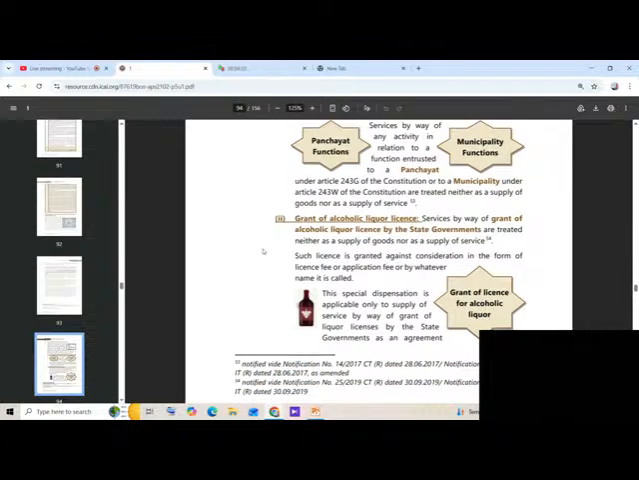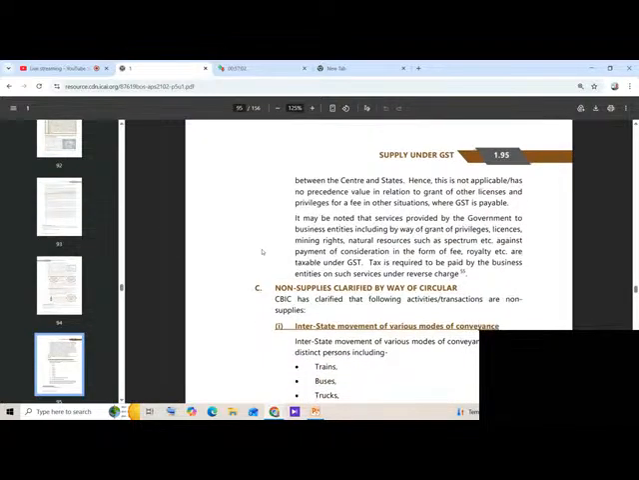Grant of alcoholic liquor license. Services by way of grant of alcoholic liquor license by the state governments are treated neither as supply of goods nor as a supply of service. Such license is granted against consideration in the form of license fee or application fee or by whatever name it is called. The special dispensation is applicable only to supply of service by way of grant of alcoholic liquor license by the state government as an agreement between the center and the states.